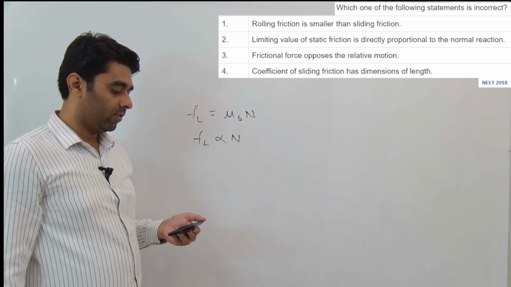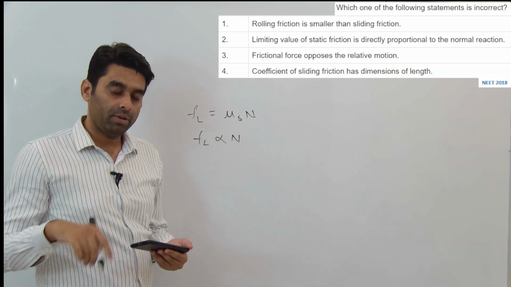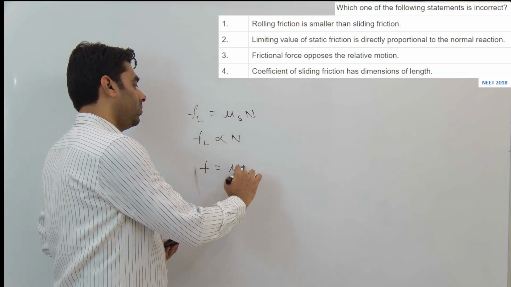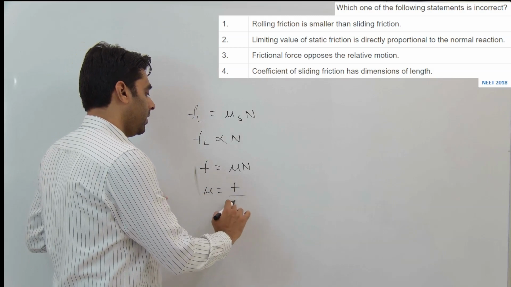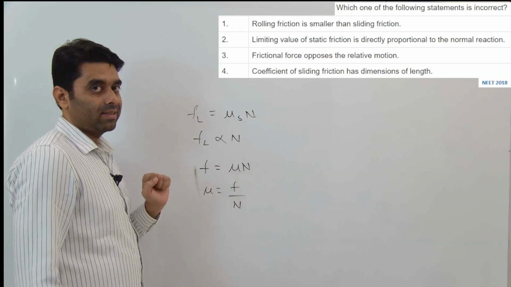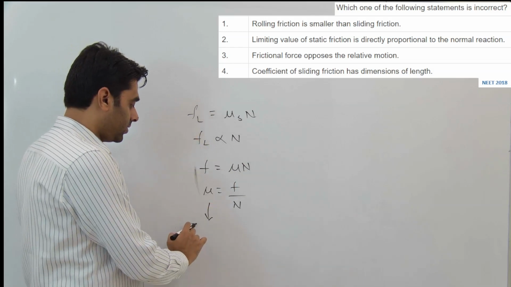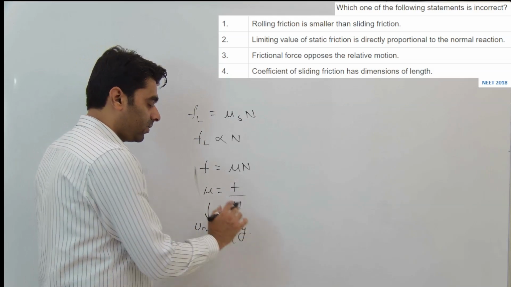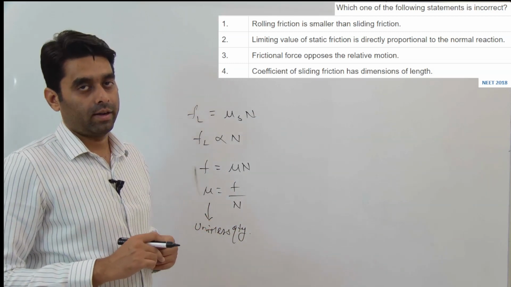Last, it says coefficient of sliding friction has dimension of length. That means L, and a dimension of length, meter, it will be your L. Let us see. Friction we know is given as mu into N. Mu will be friction by normal. Friction is a force, normal is a force. Newton by Newton, it will cancel out. That means your coefficient of sliding friction is a unitless quantity. If it's a unitless quantity, it will not have any dimension, right? That implies your statement 4 is incorrect.